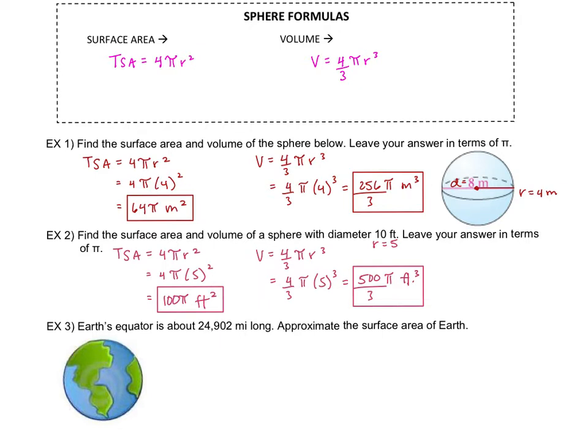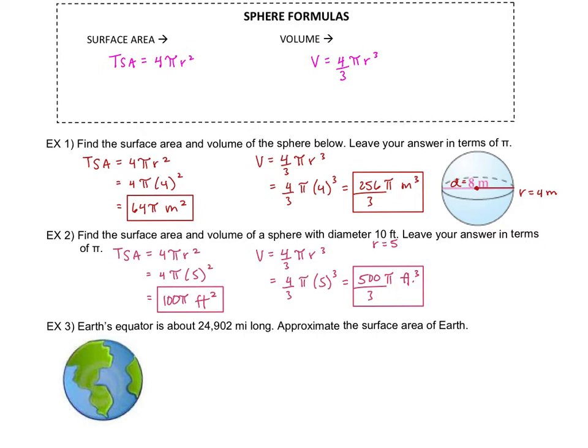All right, let's go ahead and go over example 2. So if we're given a diameter of 10, that means our radius is 5. So our total surface area when we plug in 5 as r should be 100 pi feet squared. And for our volume, when we plug in a radius of 5, we should end up getting 500 divided by 3 pi, and that is going to be feet cubed. So example 2 is very similar to example 1.